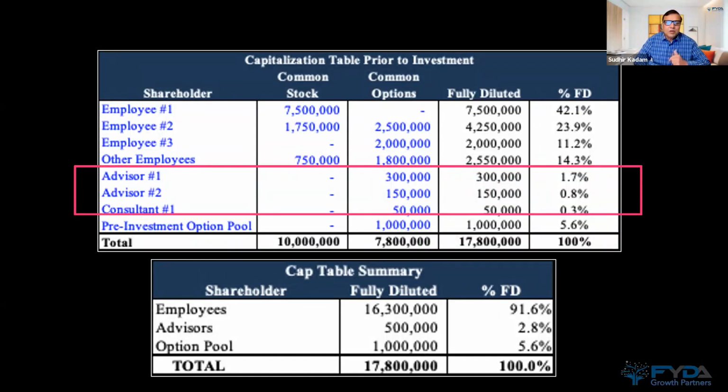You are taking in advisors when there is no value or very little value in the company, and the failure rate is going to be very high. As we said earlier, 96% of startups will fail. So the failure rates are very high. This is the summary of the cap table, as you see down below here. Employees have 91.6%, advisors have 2.8%, and the option pool is 5.6%. These numbers will vary from case to case.